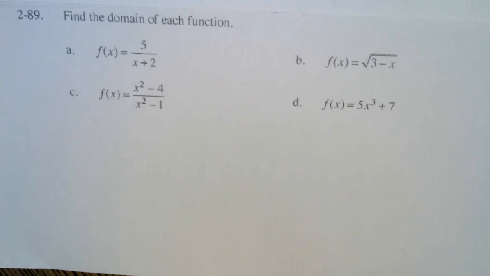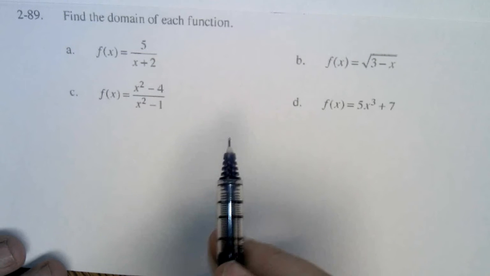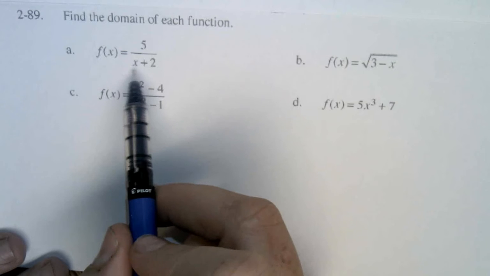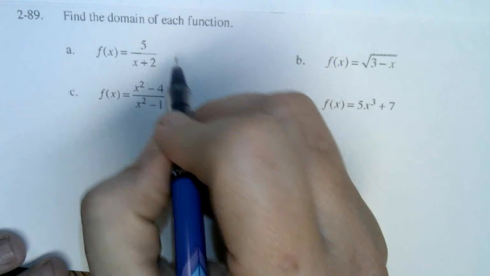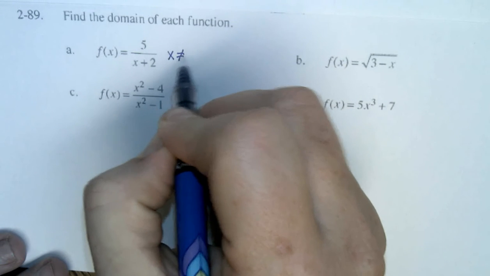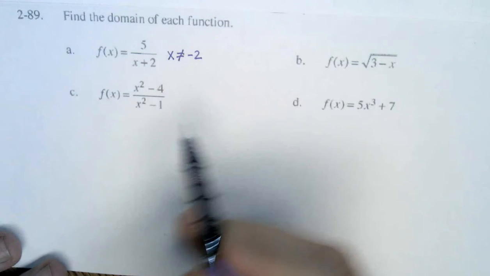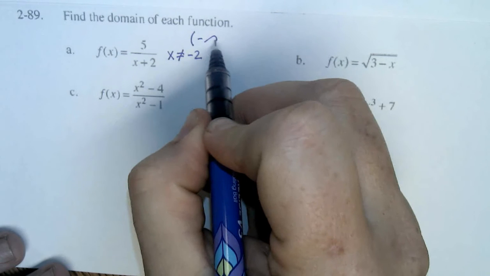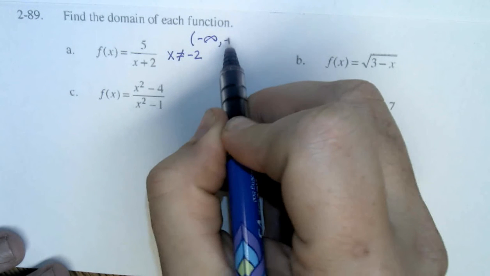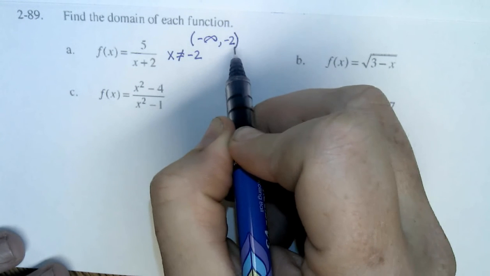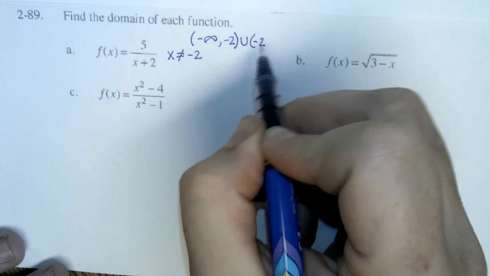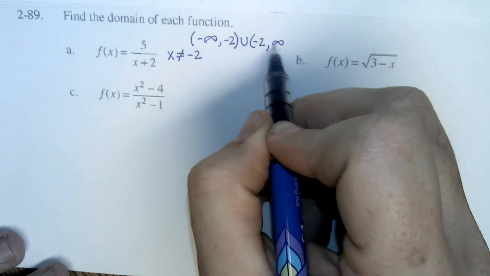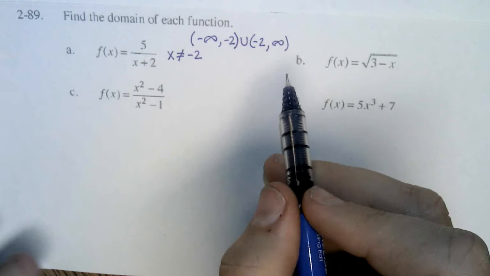Okay, on 289, we're asked to find the domain, and I would really like it if you would put this into interval notation. Here we know that we cannot divide by 0, so we should recognize that x cannot be -2. And so it's everything but -2. So when I put that in interval notation, I'm going to have -infinity to -2, parentheses, union -2. So that way I know -2 is not included. And then going to positive infinity.